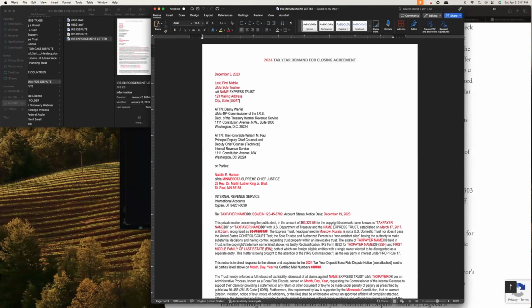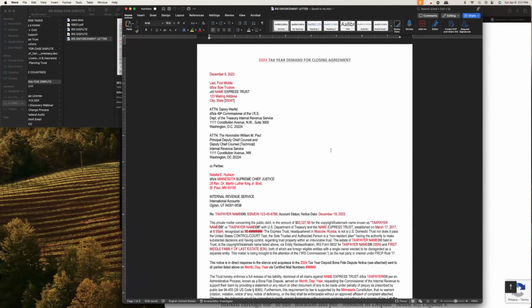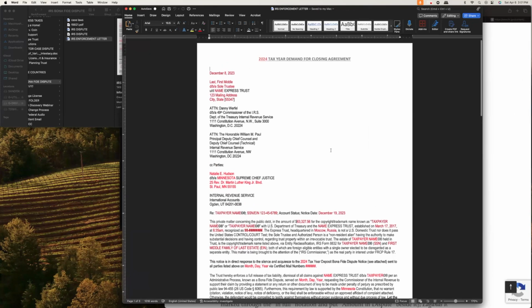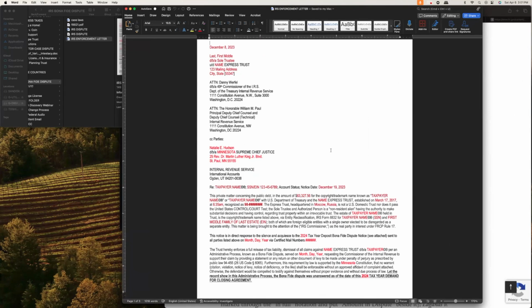So I've used this specifically for dealing with the IRS. Demand for a closing agreement. Did you guys know in the Internal Revenue Manual, when you have an IRS bill and you do the process of accord and satisfaction, or you do their process called offer and compromise, it doesn't matter which one you do.